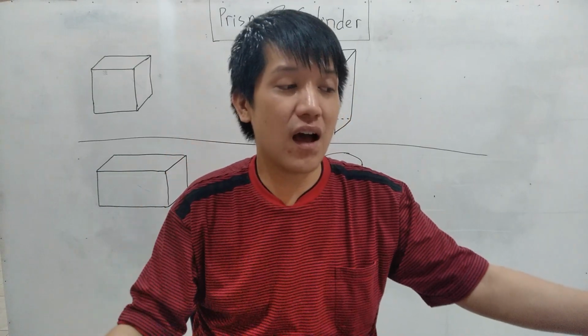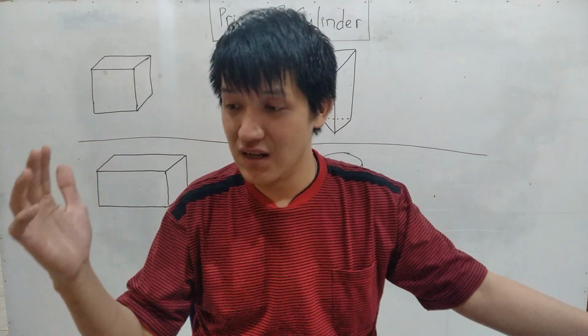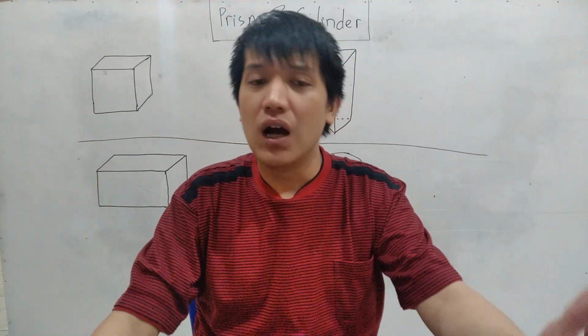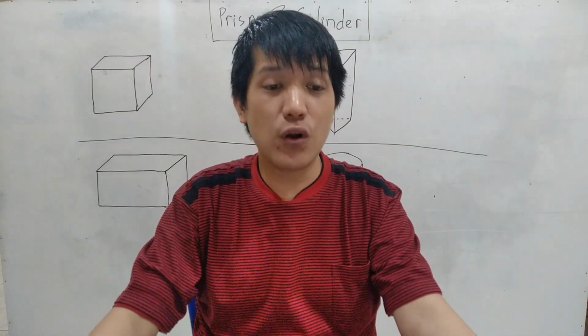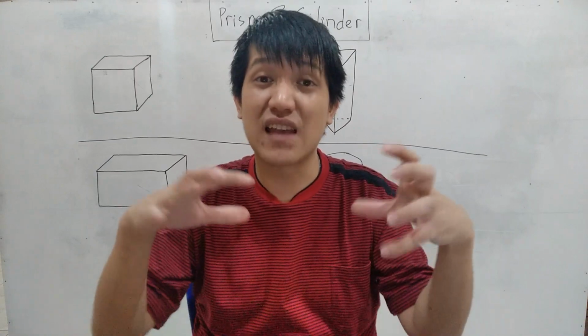Okay, with that in your mind, let's start our lesson about volume and surface area of cubes, prism, and cylinder. So, what is volume? You have to understand that volume means the amount of space that a substance can occupy.